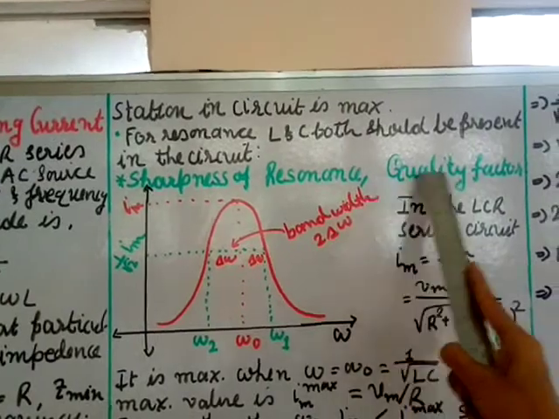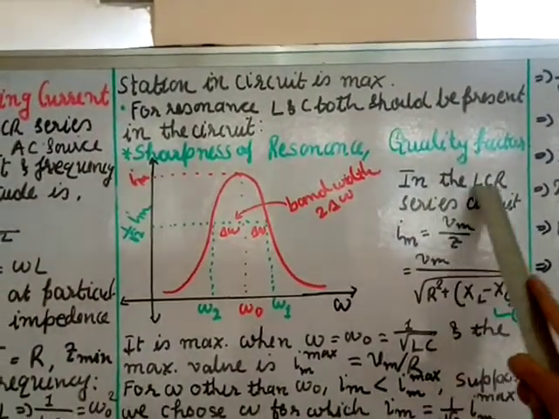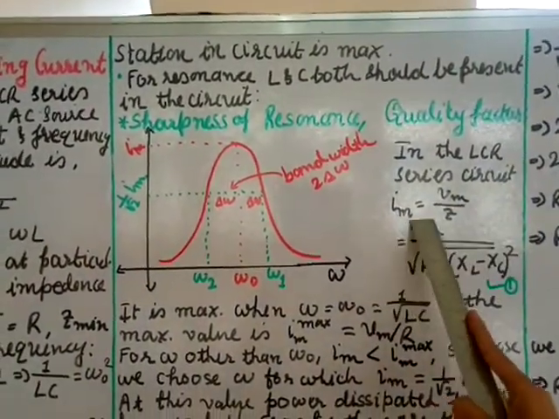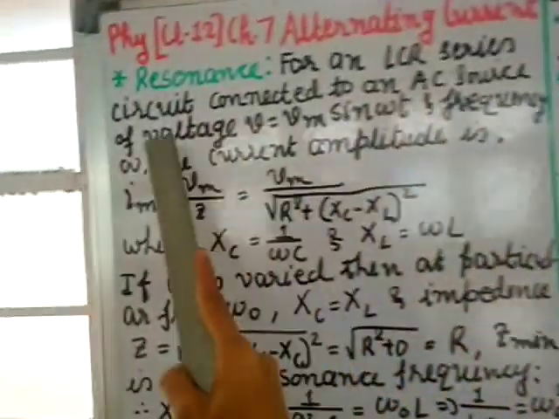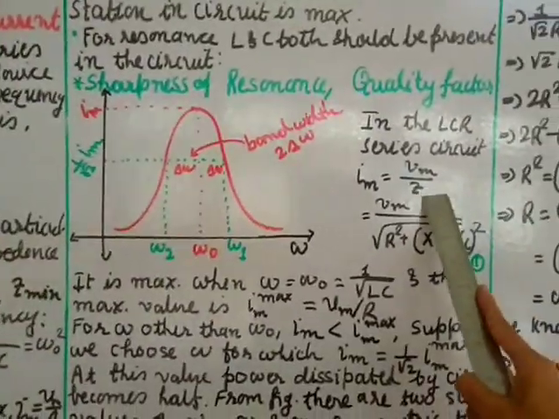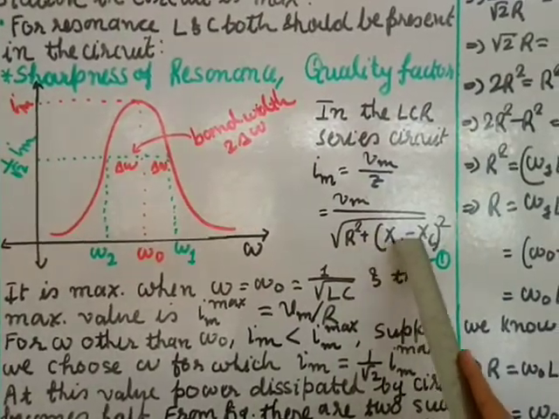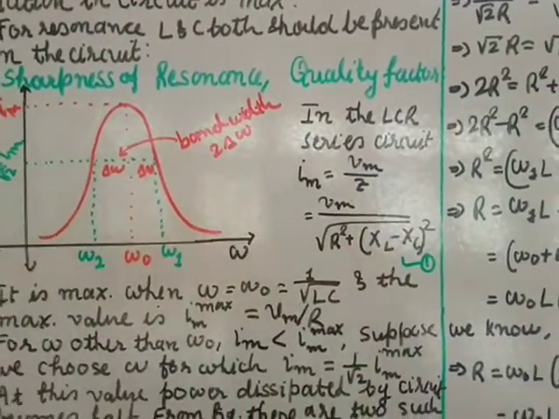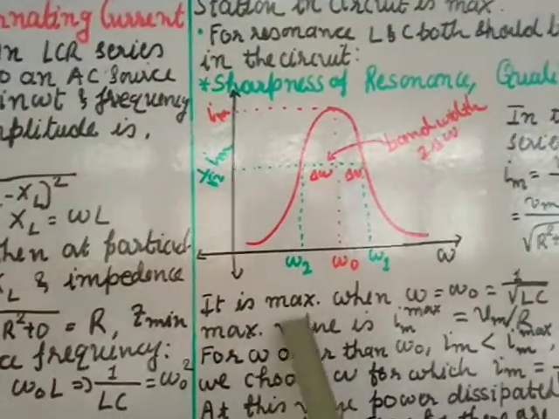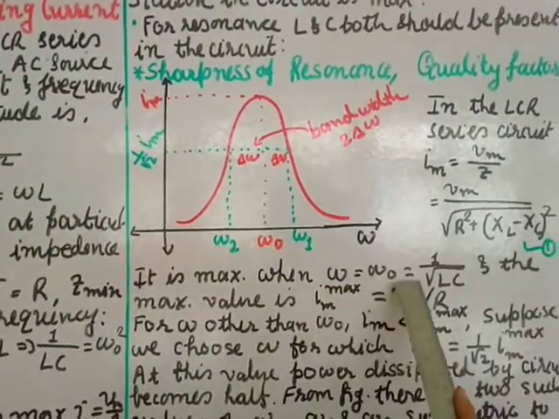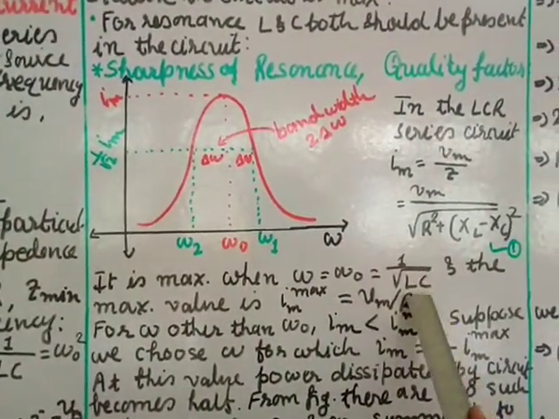Sharpness of resonance, quality factor. In the LCR series circuit, Im = Vm/Z, the same thing we know. And Z is the impedance, given by the square root of R² + (XL − XC)², call it number 1. It is maximum when ω = ω₀ = 1/√(LC).